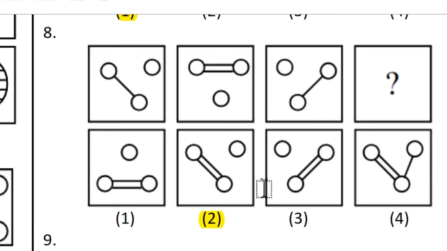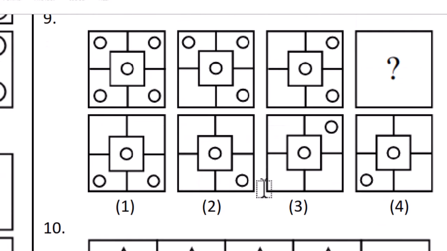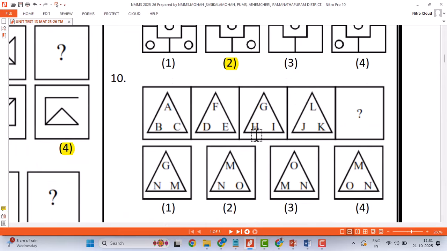Question 9. Correct answer: 2. Explanation. This is a simple alternating series. Figure 1 and Figure 3 are identical. Therefore, Figure 4 must be identical to Figure 2. Question 10. Correct answer: 2.